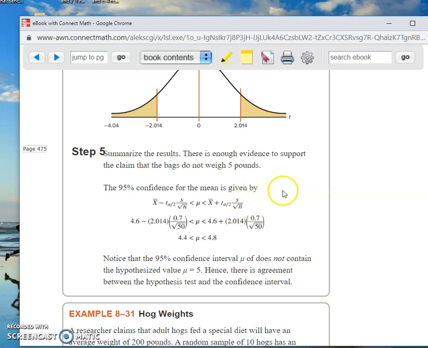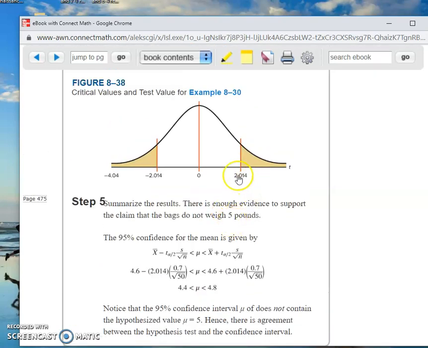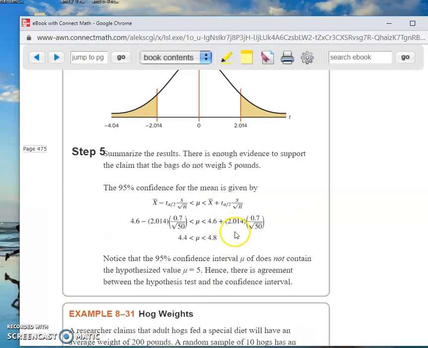Well, we already have everything we need for the margin of error. We have the critical t values, right there, 2.014 and negative 2.014. We've already got those, and we've got the s and the square root of n. So we multiply that out, and that gives us our margin of error. So what we're saying is that our best estimate for mu, the interval, is the x bar, which is 4.6, that was given to us, plus or minus this margin of error. So that's telling me that mu is between 4.4 and 4.8.